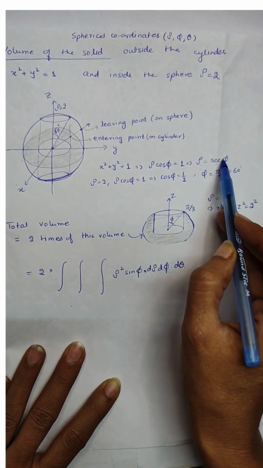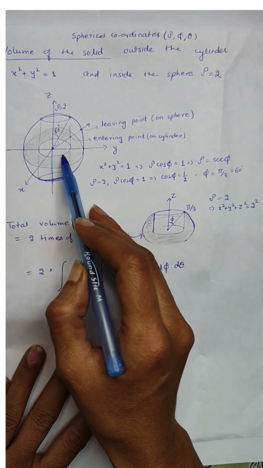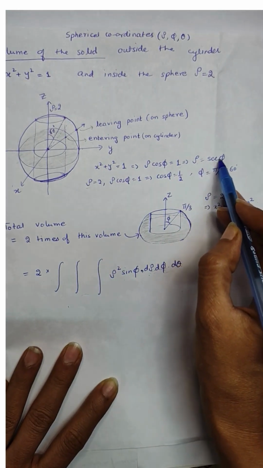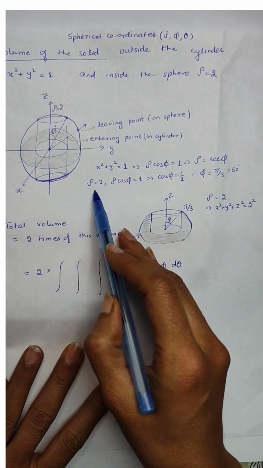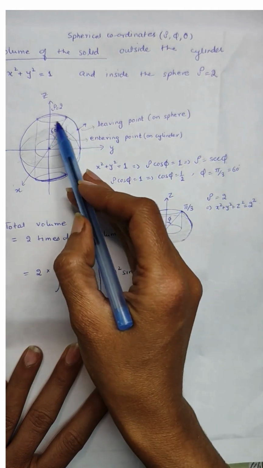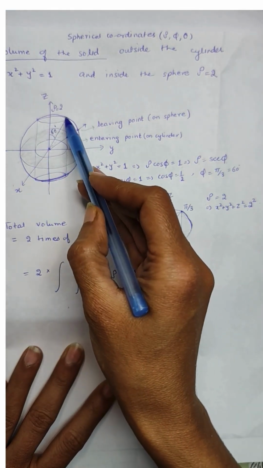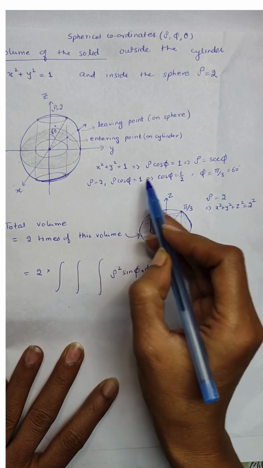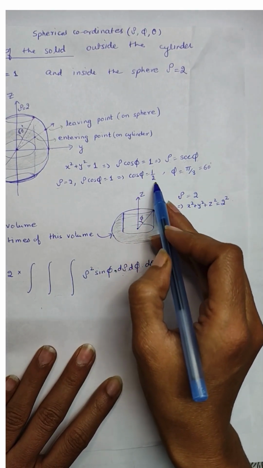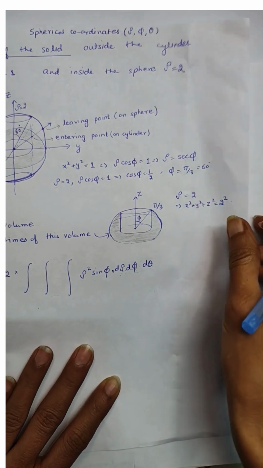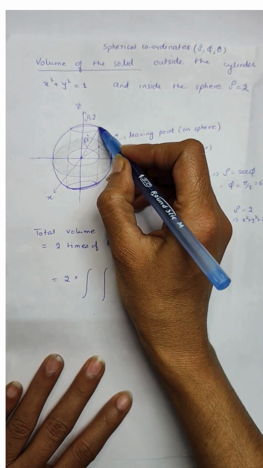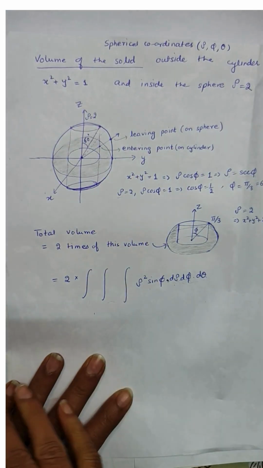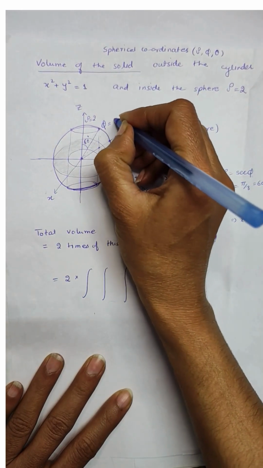What this means is that for any point on this cylinder, the value of rho is given by this function of phi. Now we want to find the point of intersection of this cylinder and the sphere. For that, we substitute rho equals 2 in the equation of the cylinder, and we find that cos phi is 1 by 2, and that happens when the angle phi is 60 degrees. That means this point, when joined to the origin, makes an angle of 60 degrees with the z-axis. So phi is 60 degrees here.